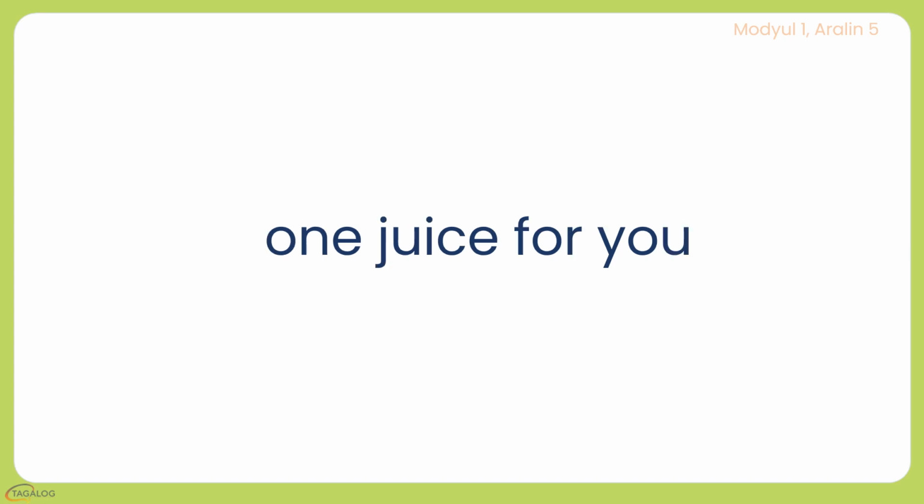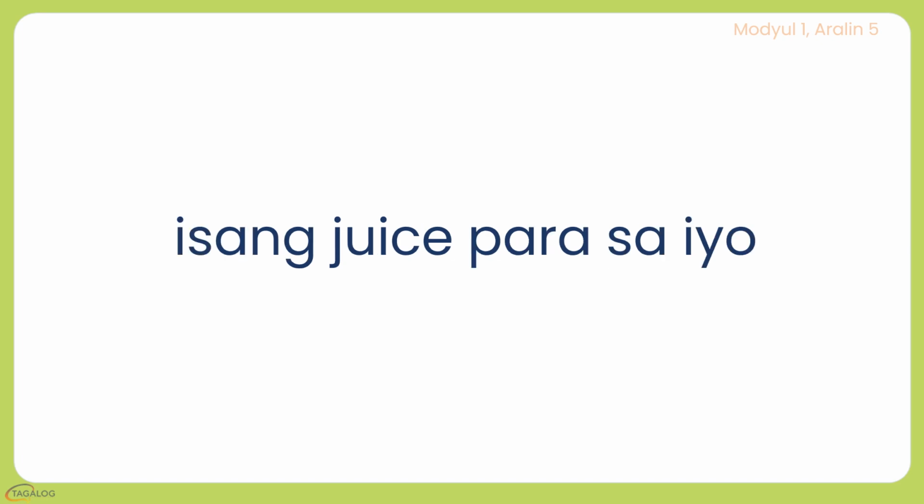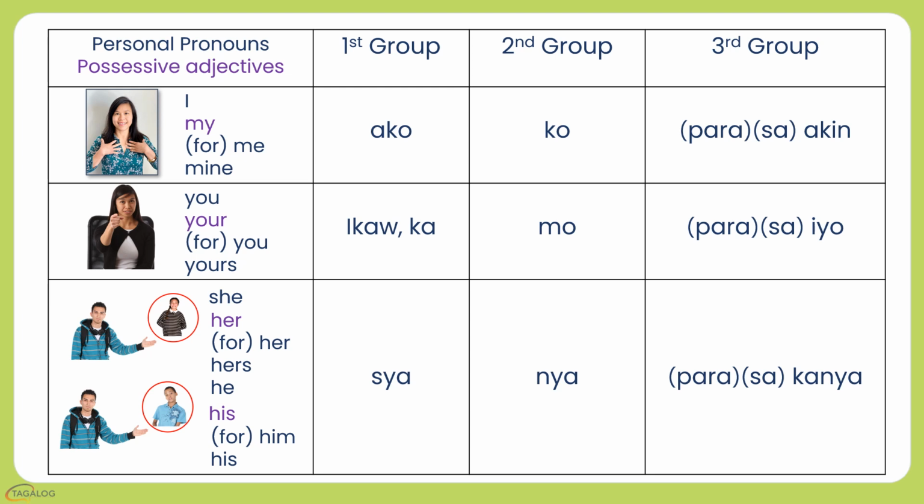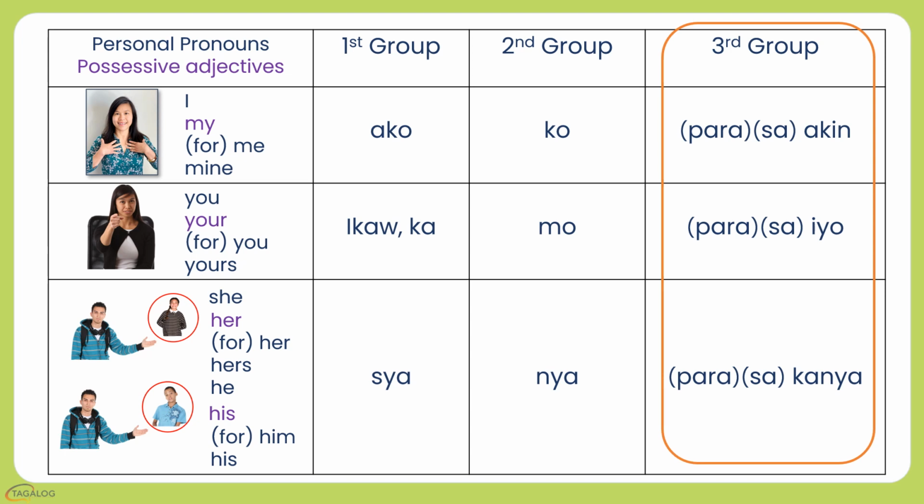So how would you say one juice for you? Isang juice para sa iyo. Here's a new table for you with the personal pronouns akin, iyo, and kanya, along with the prepositions para sa.